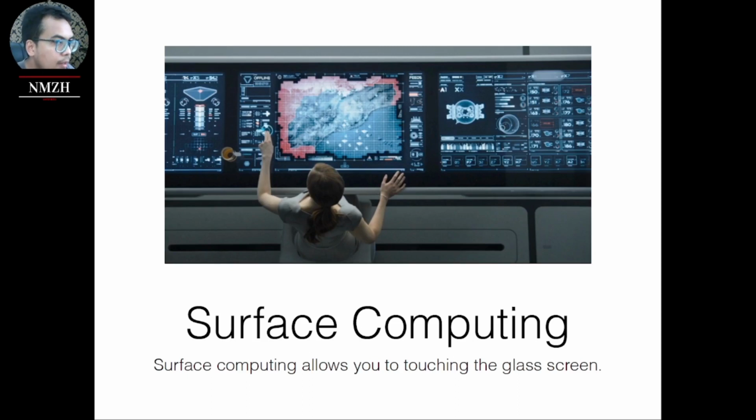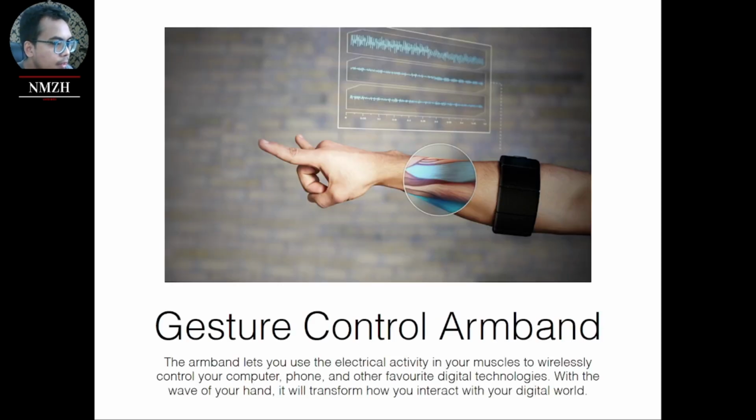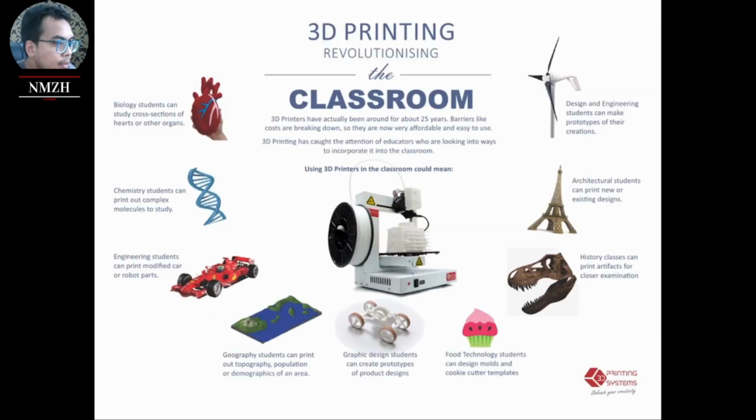Surface computing, I think that would be happening in NASA, I think. Gesture control armband would be controlling, happening to read all the movement of our arm, especially the muscle embedded in our hand. Okay, so 3D printing is the devices.